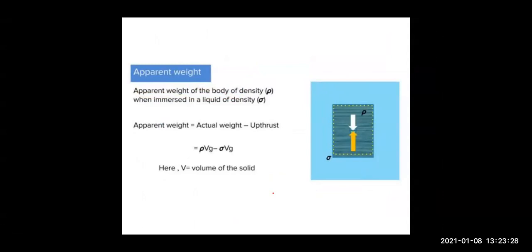There is a decrease in the weight. So the apparent weight is the weight of the body when it is immersed in the liquid. Apparent weight is not the actual weight. Apparent weight is actual weight minus upthrust.